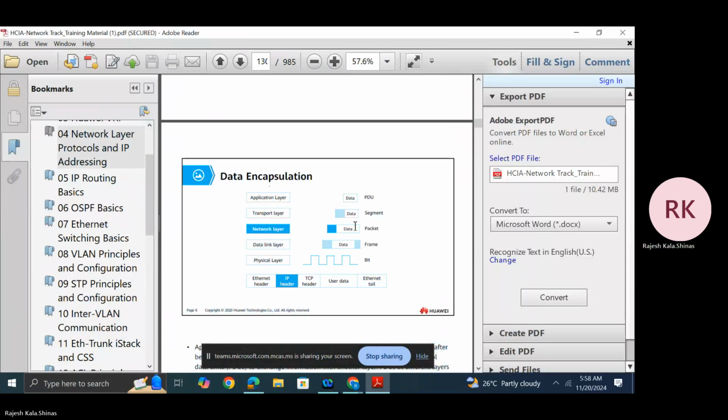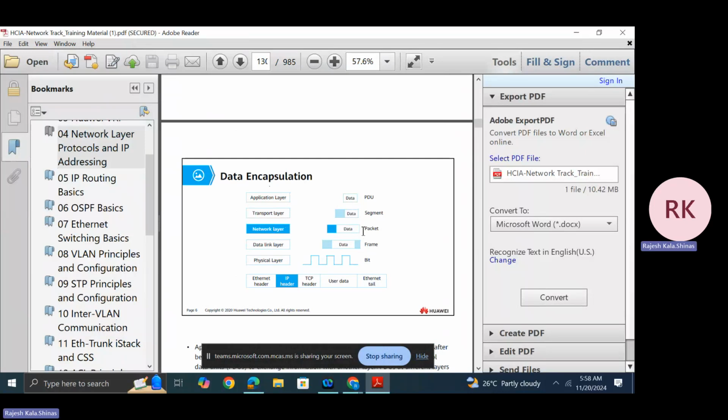In the network layer, we add a network layer header on top of the segment we get from the previous layer, and that header contains the source IP address and destination IP address. When you add those, the network layer PDU is called a packet. When we go to the data link layer, on top of this packet they add a data link layer header and tail. We call it a frame, and there they add the source and destination MAC address and error correction data. Then at the physical layer, we convert the frame into bits. This is what happens.